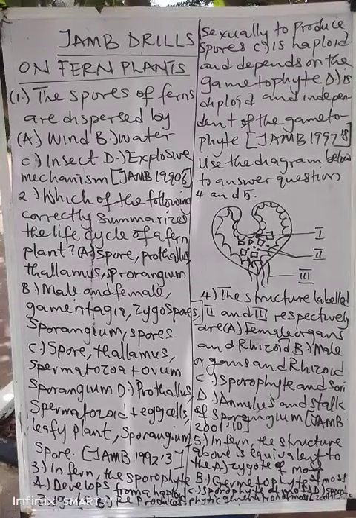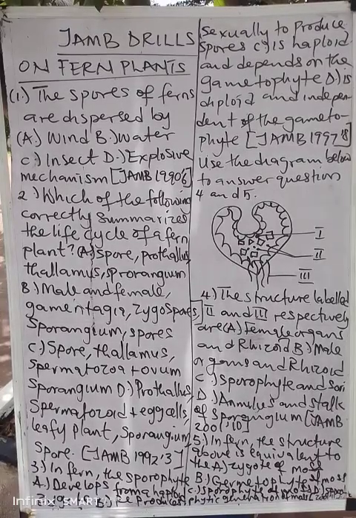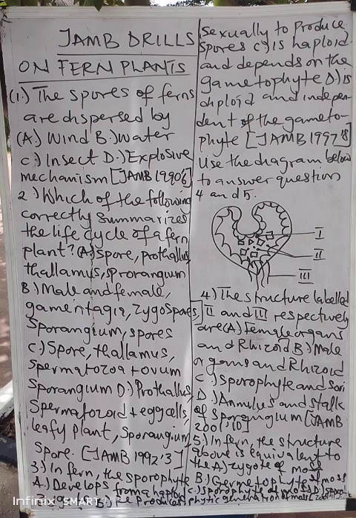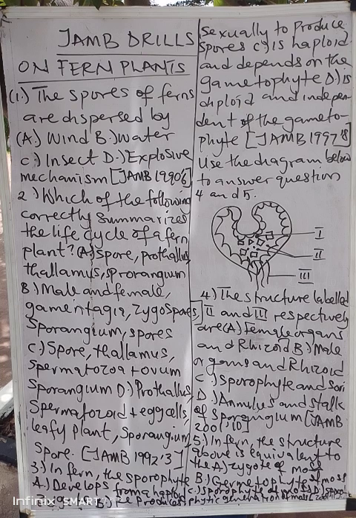Now let's look at these JAMB drills on what you have learned about fern. Number one question, which is JAMB 1990, question 6. It says, the spores of fern, they are dispersed by what? Wind.